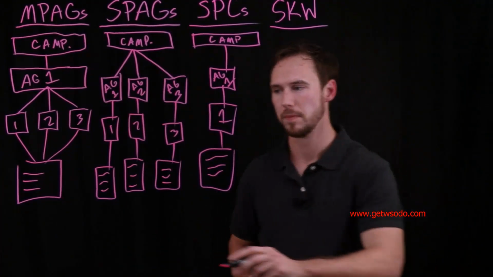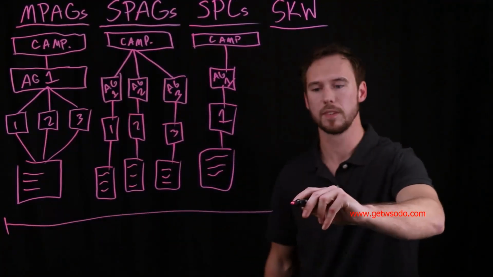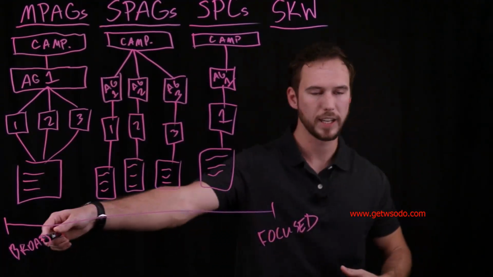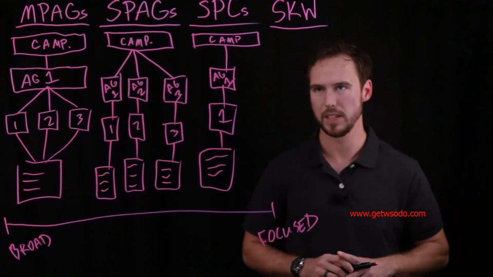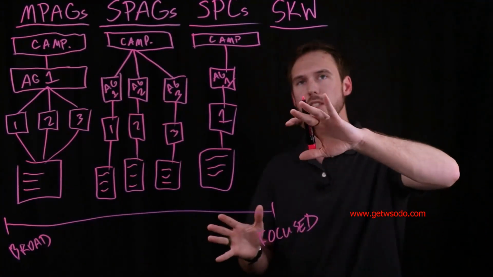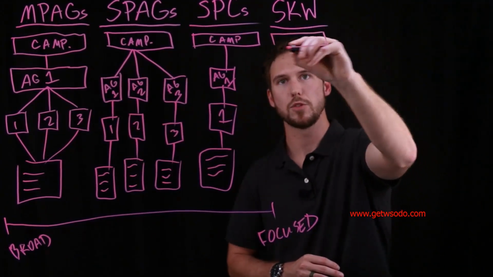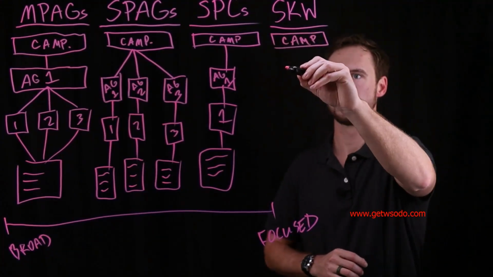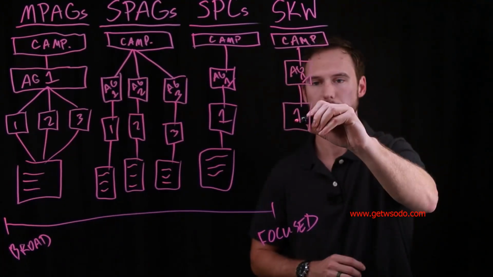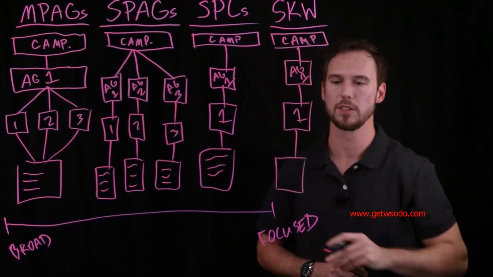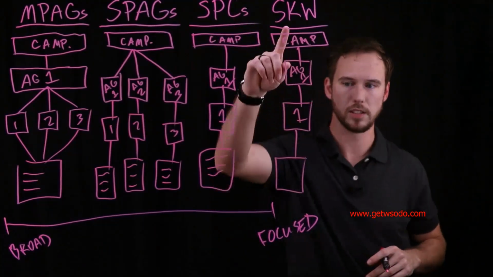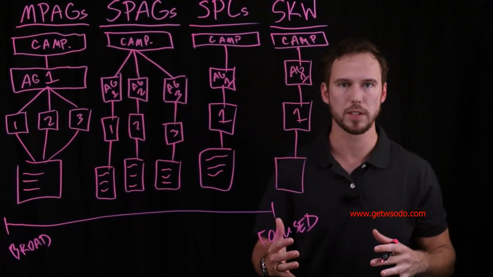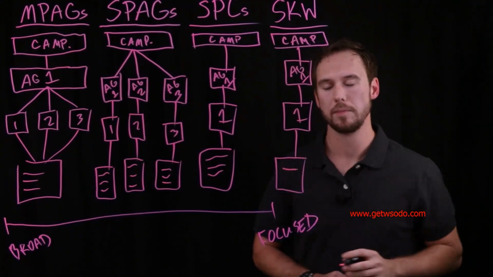This is just a big spectrum, right? We're on a spectrum from broad to focused or aggregated to more segmented. So within single keyword campaigns, it's going to be the exact same structure as your single product campaigns. So you're going to have your ad group, your one product, and then the only difference between single product campaigns and single keyword campaigns is that instead of having a full list of keywords where you're targeting multiple different targets, you're going to have one.